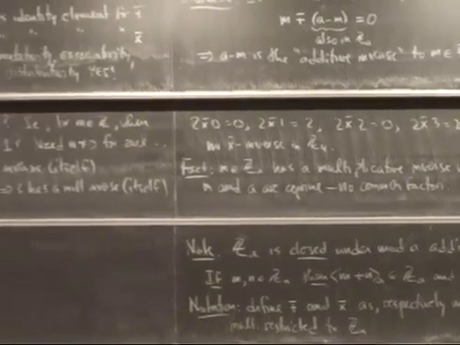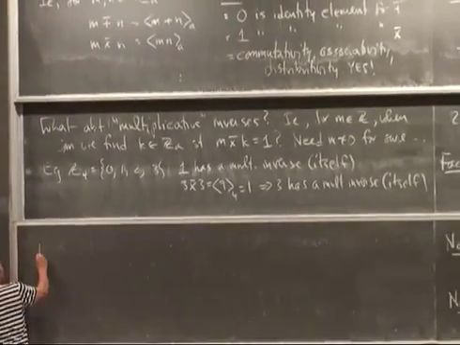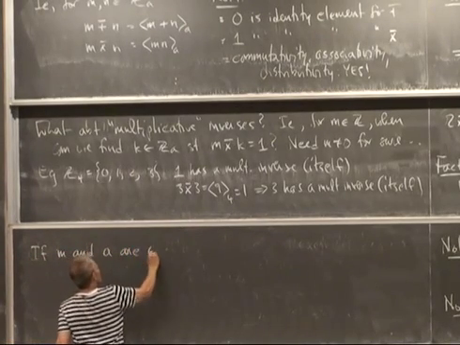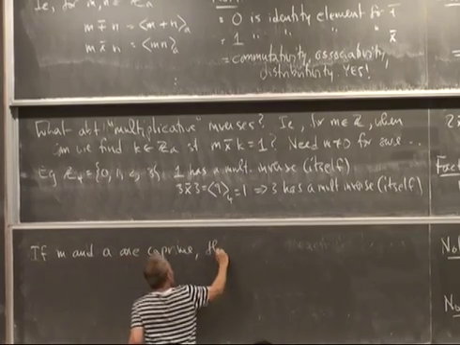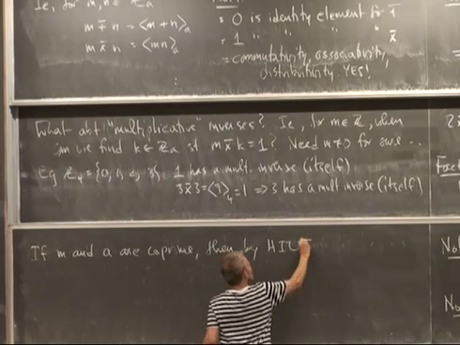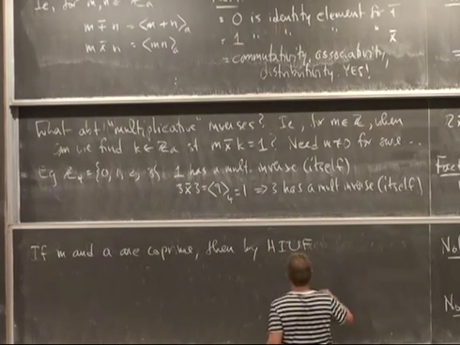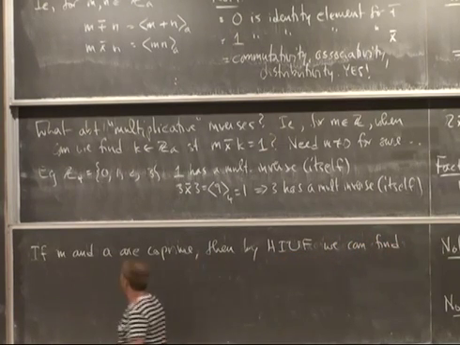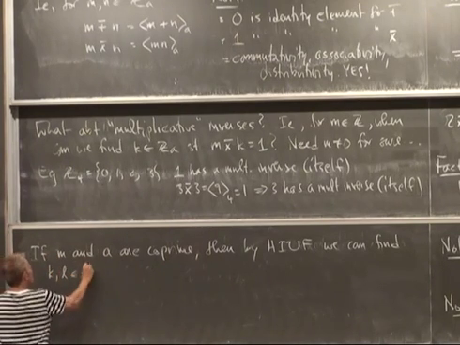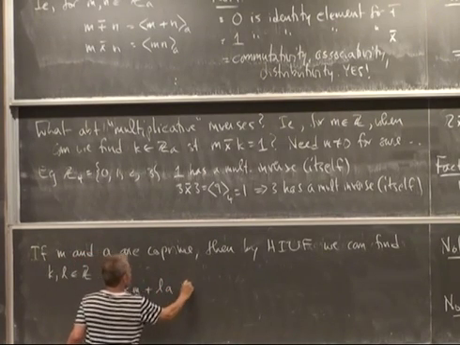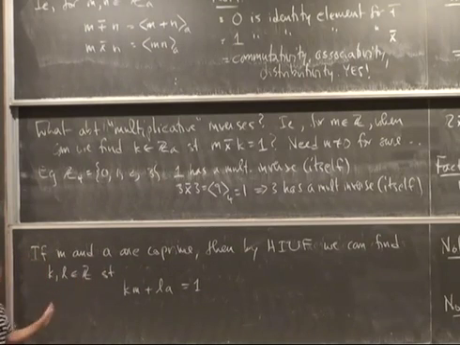Is there something missing or incorrect? Okay. If M and A are coprime, then by the huge important useful fact, we can find, let's call them K and L, in the integers such that Km plus La equals 1. And this is not plus-bar. This is regular old addition. Okay?